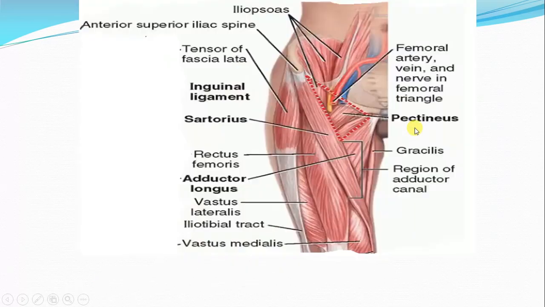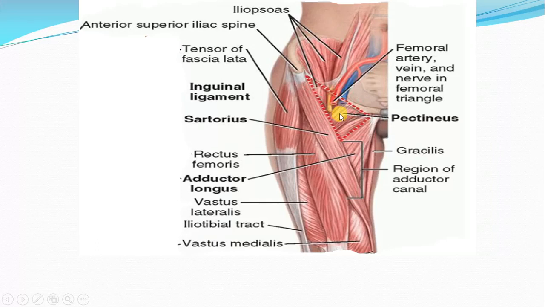Now if we go to the next slide, we have removed the skin from the front of the thigh, and the same lines are there. Here is a line from the anterior superior iliac spine to the pubic tubercle, and that's the line of the inguinal ligament. Here we see the pectineus, and here is a line coming down, and here is the muscle, the adductor longus.